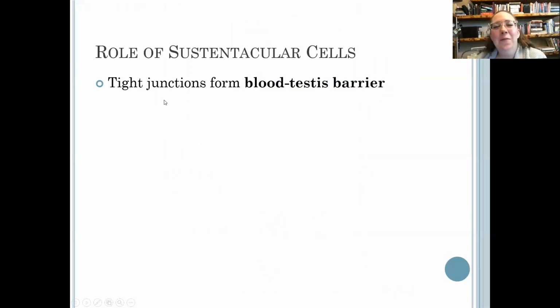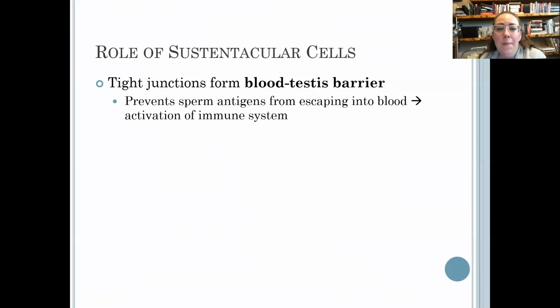So they help to make what we call the blood-testis barrier. We all know about the blood-brain barrier and kind of its job. This is similar, although it's a little bit more penetrable, I guess you could say, than the blood-brain barrier. But their job is to prevent sperm antigens from getting into the bloodstream of that male, and therefore activating the immune system.